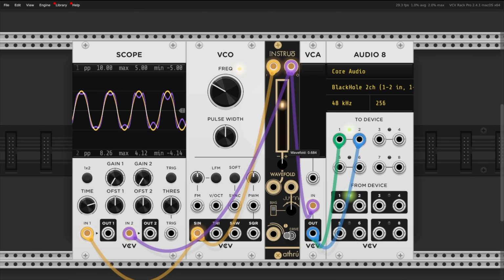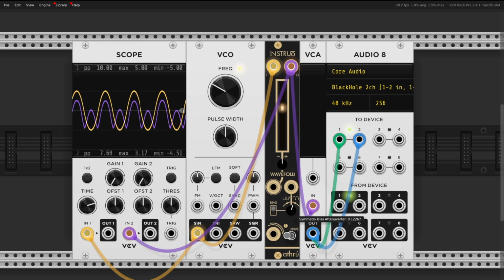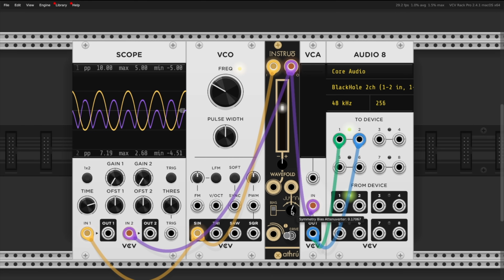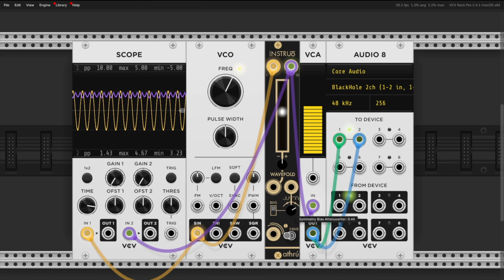Suddenly, this provides your incoming waveform with access to a two-dimensional timbre space. And by adjusting these two controls relative to one another, you can find an enormous number of distinct timbres.